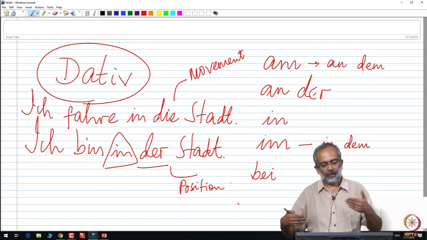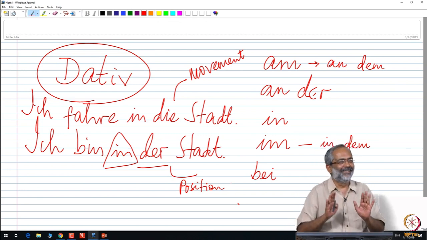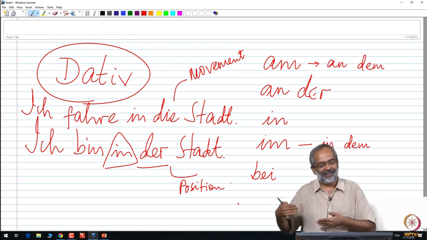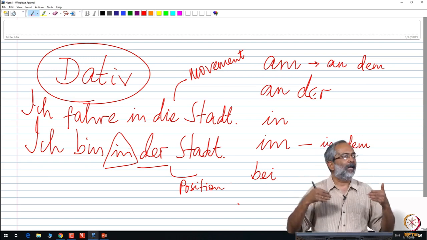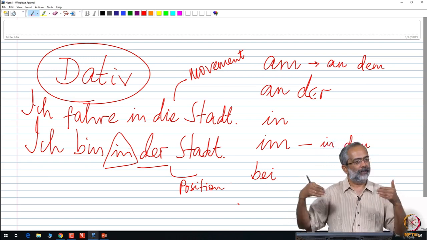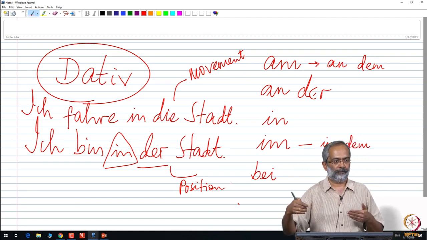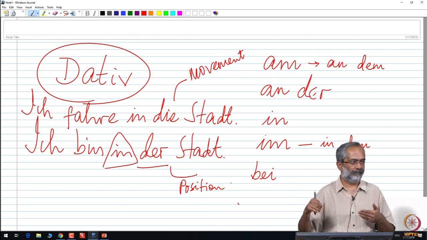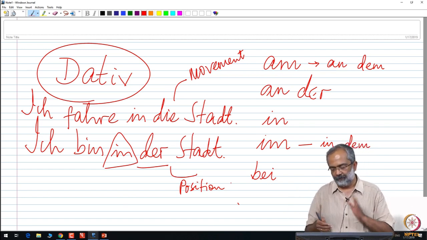Okay. So, I can be running away from IIT Madras, that does not show position, that will show movement again, it is different. But IIT Madras is an dem, which is position, that is why you have das dem. It is shown by the use of dative. Okay. Similarly, in dem, im, we will have examples of that.